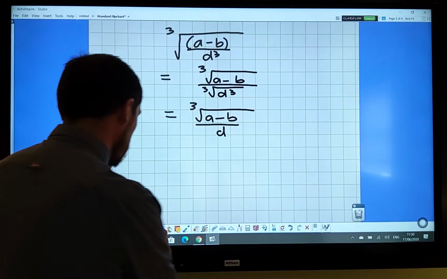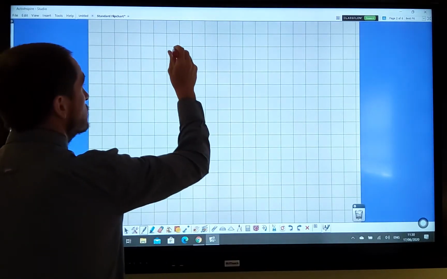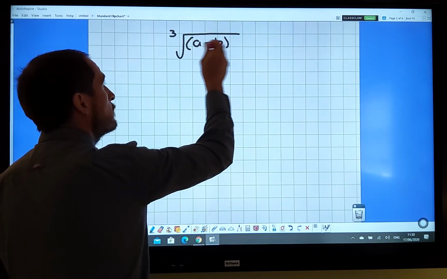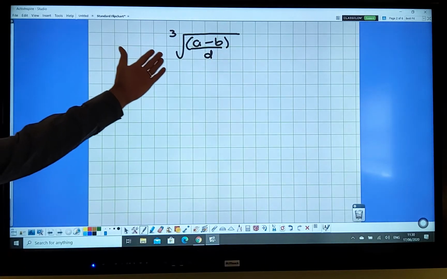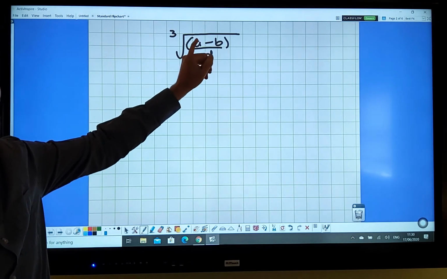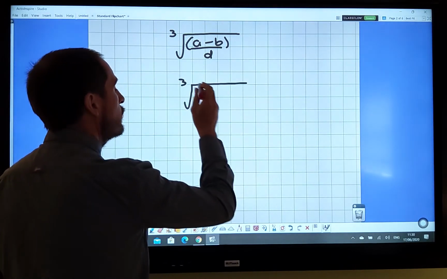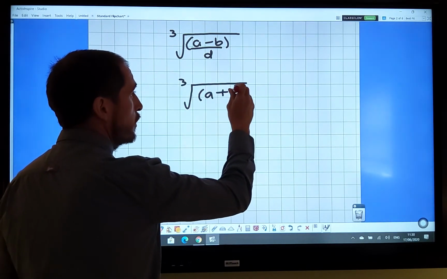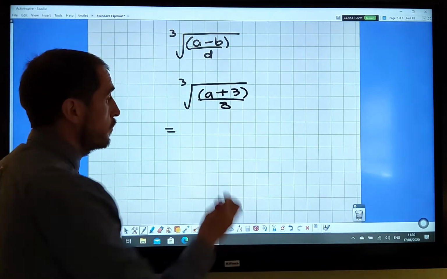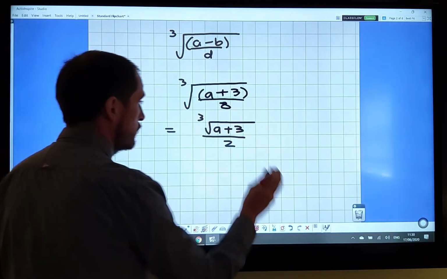Whereas if you had something like this, say the cube root of a minus b over d, you leave it written like that, because you can't get the cube root of d. So you just leave it like that. So you only cube root the bottom if you can get the bottom. If that was numbers, say for example I had the cubed root of a plus 3 all over 8. Well, can I cube root 8? It's 2. So it's going to be the cube root of a plus 3 all over 2.